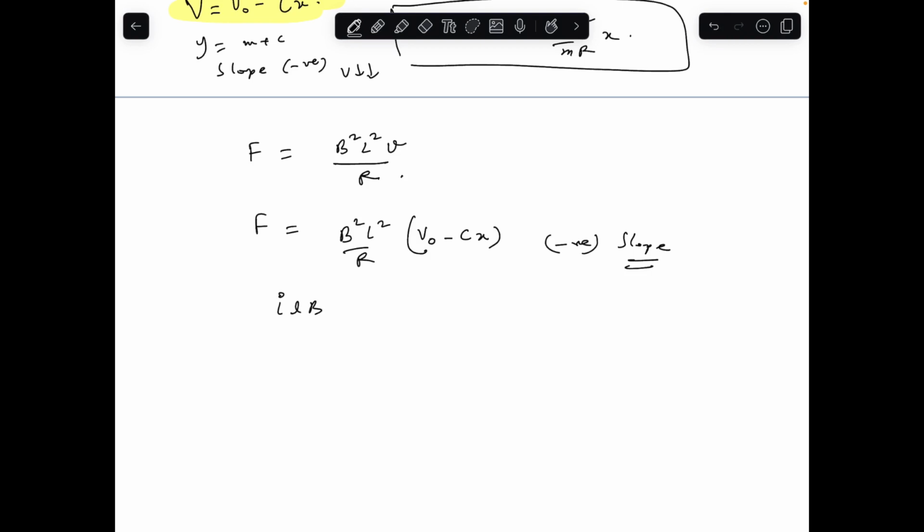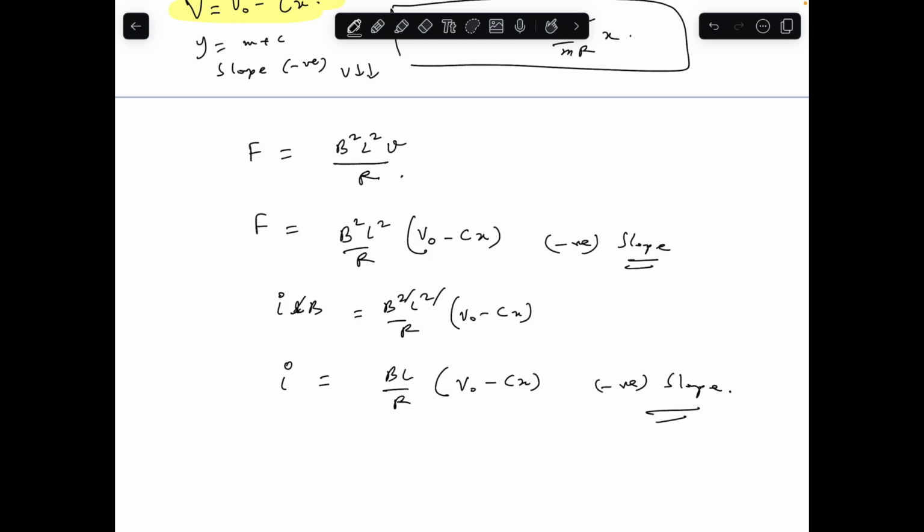Force is what? ILB equals B squared L squared by R times (V naught minus Cx). So what will be the current? L and L cancel, B and B also cancel. Current will be BL by R times (V naught minus Cx). So also this is a negative slope. Correct.